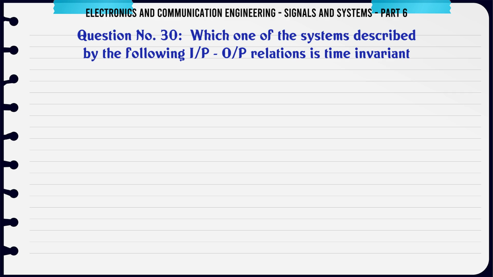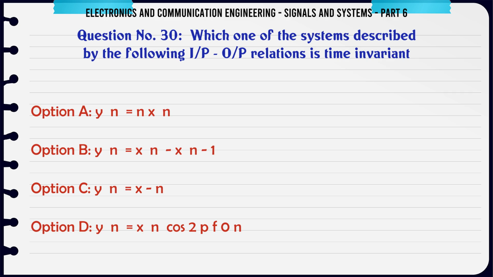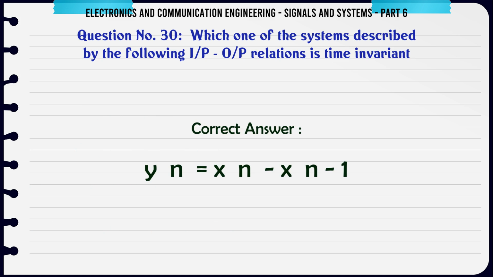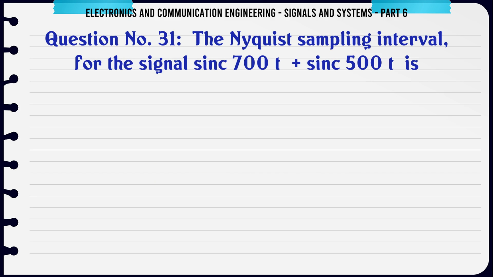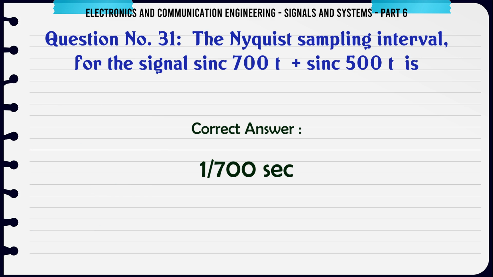Which one of the systems described by the following input-output relations is time invariant? A. y(n) = n x(n). B. y(n) = x(n) − x(n−1). C. y(n) = x(−n). D. y(n) = x(n) cos 2πf0n. The correct answer is y(n) = x(n) − x(n−1). The Nyquist sampling interval for the signal sinc(700t) + sinc(500t) is: A. 1/350 sec, B. π/350 sec, C. 1/700 sec. The correct answer is 1/700 sec.